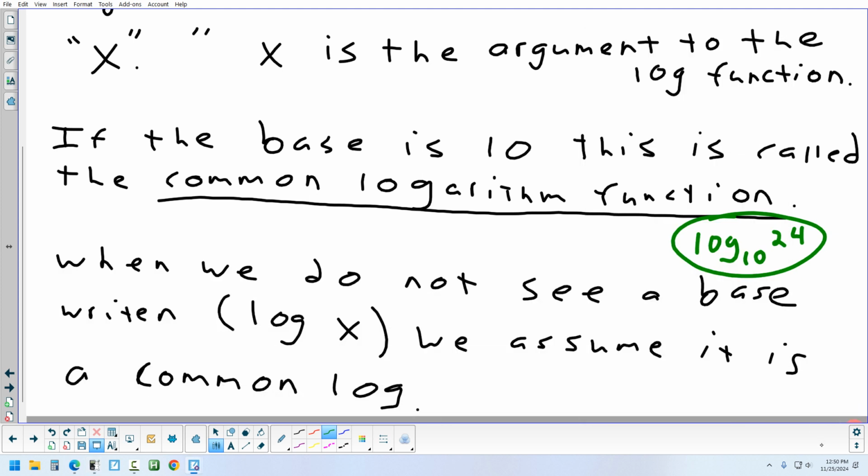Now, because the common log is used quite a bit, you do not have to write it like that. You could just write this. What's on the left and what's on the right means exactly the same thing. So if you ever see a log written and there is no base to it, the base is always a 10. If they don't want the base to be a 10, then they need to write what it is, like I did up above, like base 3, base 4.